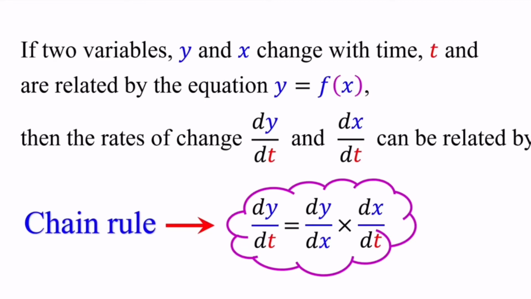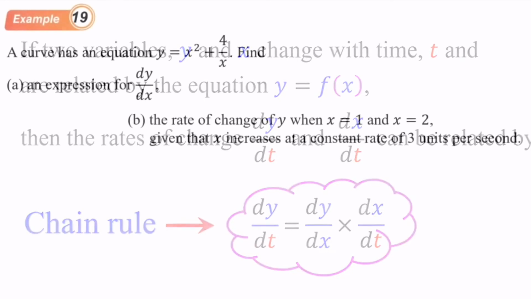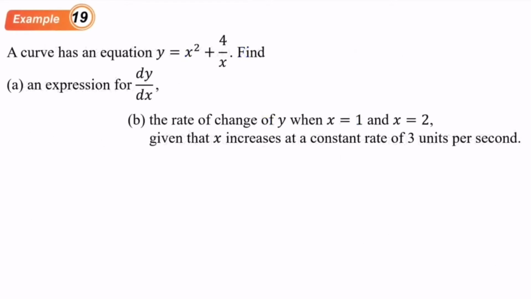Alright. So for all the questions, we will use the chain rule. Okay. So now I'm going to explain to you how to solve the problem by using example 19. A curve has an equation y equal to x squared plus 4 over x. Find an expression for dy/dx. So normally the question involving rate of change will start with the dy/dx. So let's differentiate y with respect to x.